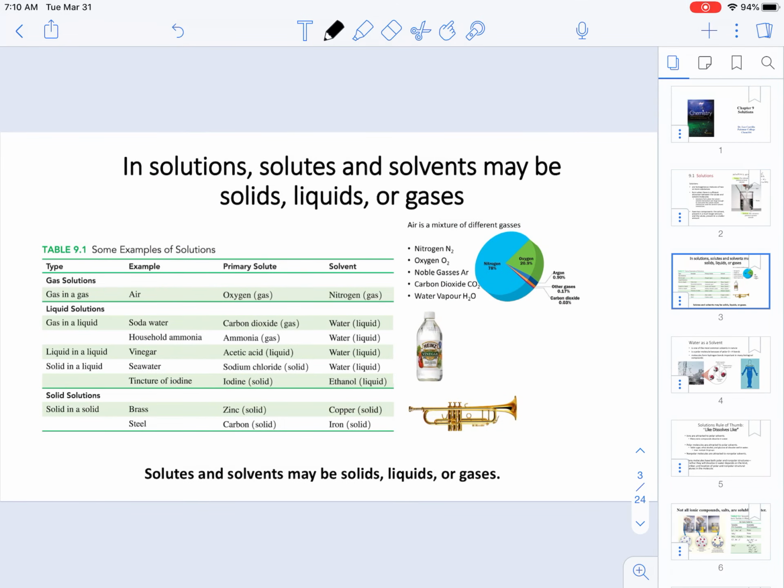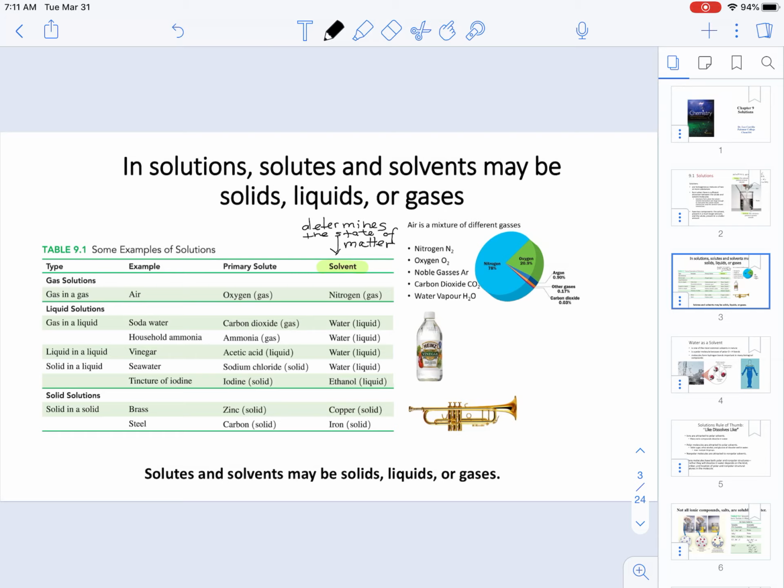Now, solutions come in all three states of matter. As you can see in table 9.1, solutions can be in gas form, in liquid form, and in solid form. What determines if you have a particular homogeneous mixture or solution in one of the three states of matter that we have described is the solvent. So this is what determines the state of matter for a given solution. Now let's look at some examples.